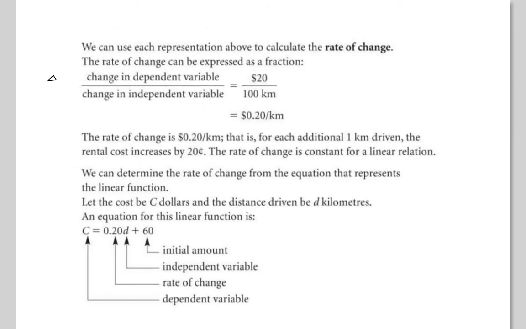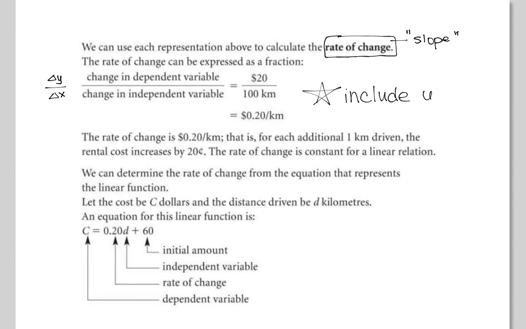This formula here is delta y divided by delta x. It solves for the rate of change. It's also known as slope. Especially if you're taking Science 10, you know this. I would put a big star here and put include units. Because it's a rate of change. Well, what's changing? Well, in this example, it's dollars per kilometer. Definitely use the units to help you.